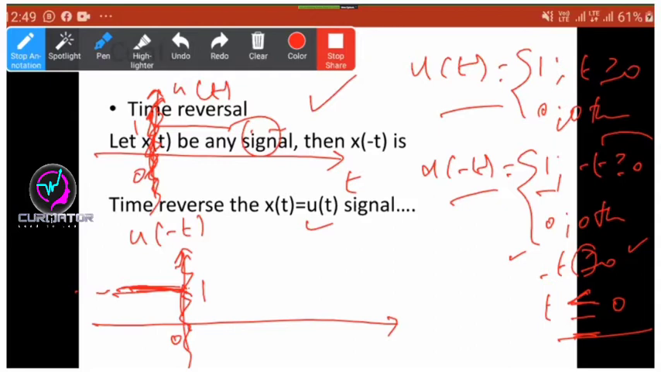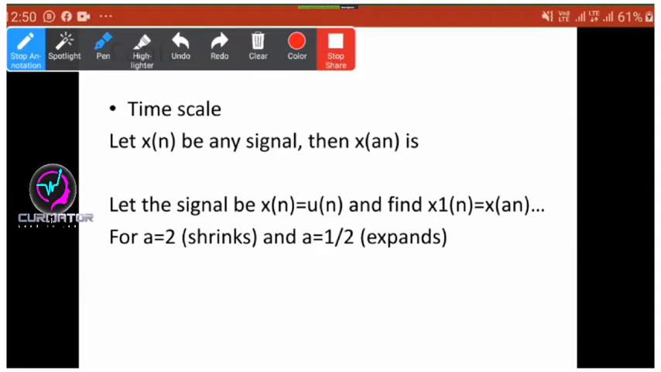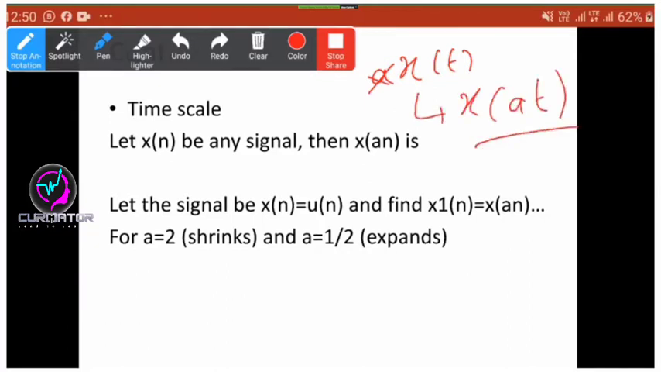Let me go to the next operation, that is time scaling operation. In time scaling operation, we multiply a scalar into the time parameter, not into the function but into the time parameter. I have a signal x of t. If I multiply a scalar with this time parameter, then it is a time scaled version of x of t.